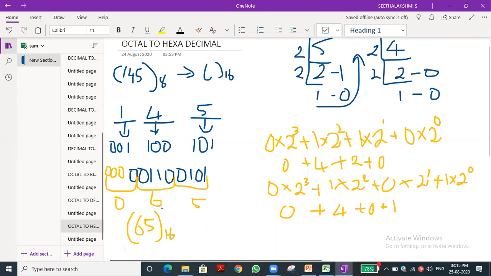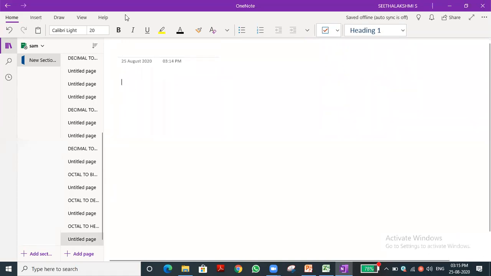Suppose the value is more than 9, that is 10 or 11, we need to represent it with alphabets, as you know A, B, C, like this up to F. Okay, so let me do the discussion for this. Now you can see this. One minute, I will start to draw.